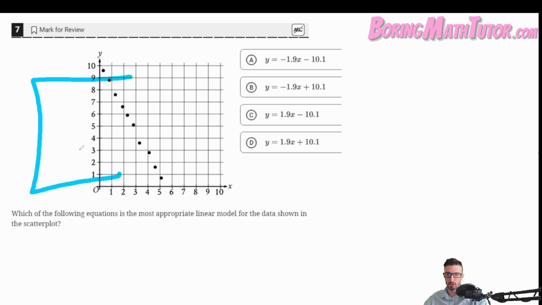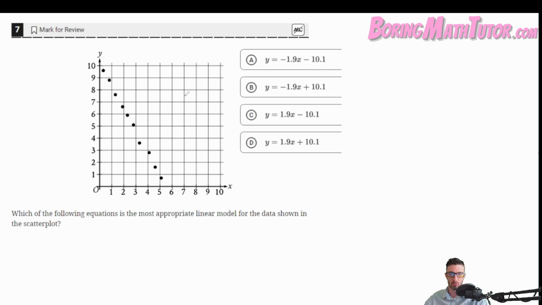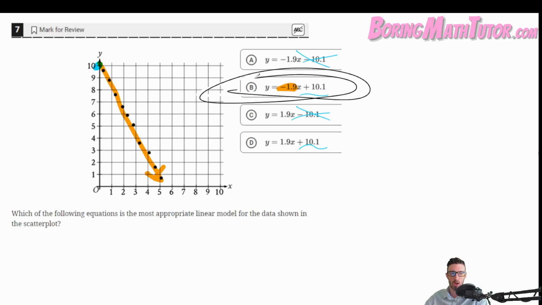Alert, alert, alert. We have a problem that's too easy. This is going to waste your time. Let's see. Y-intercept looks like it's about a positive 10. Not a negative 10. Positive 10 y-intercept. All right, slope. This thing is heading down when it goes to the right. That means it's a negative slope. Answer's B. This was a waste of our time.